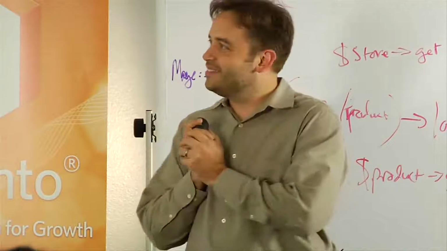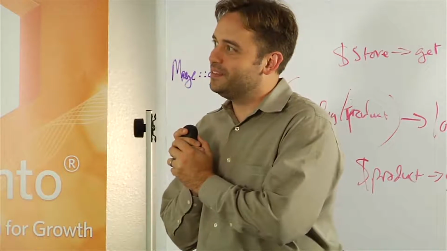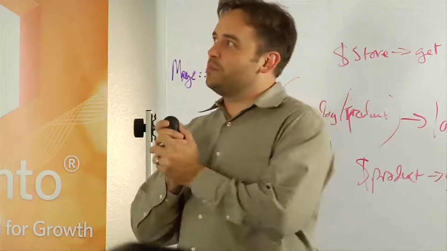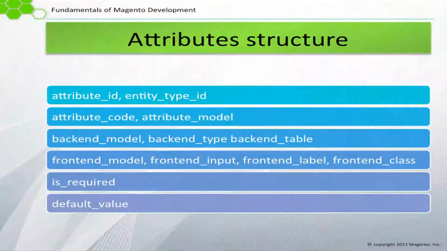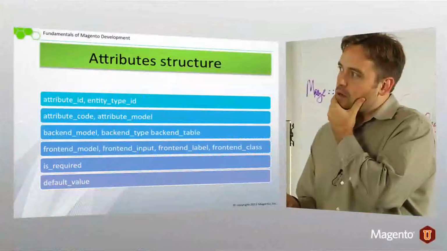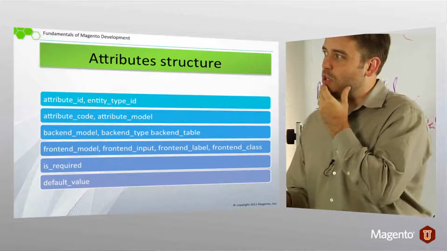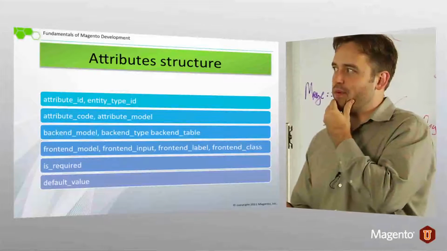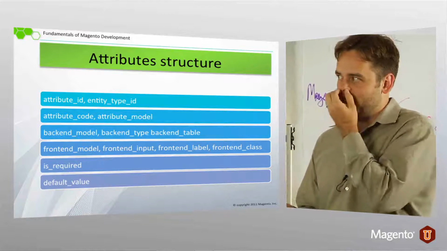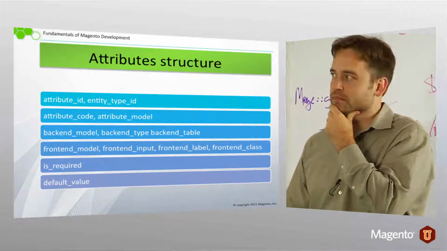That's what we do. Okay, so let's look a little bit more into the attribute structure. So we might have an attribute ID and an entity type ID, so a connection there between attribute and entity. So we have an attribute code and some class for that attribute. All right? So far, so good.